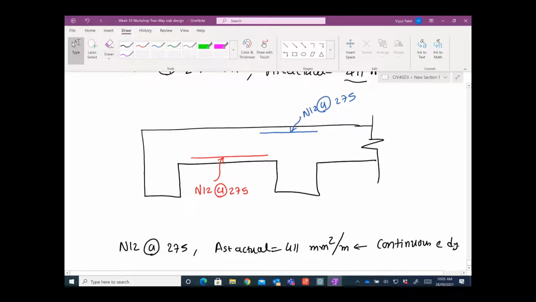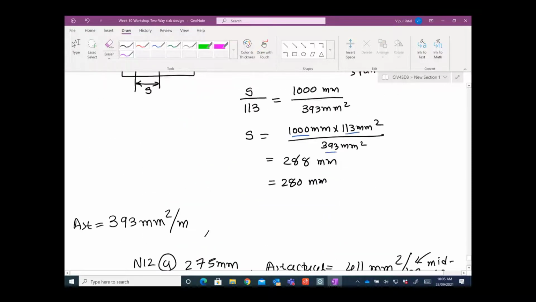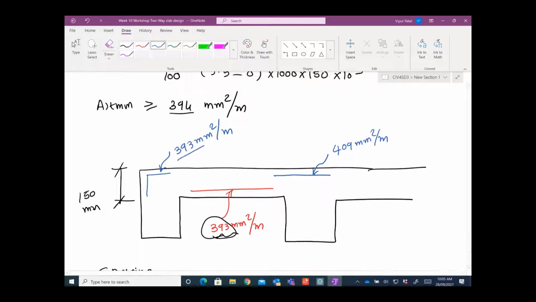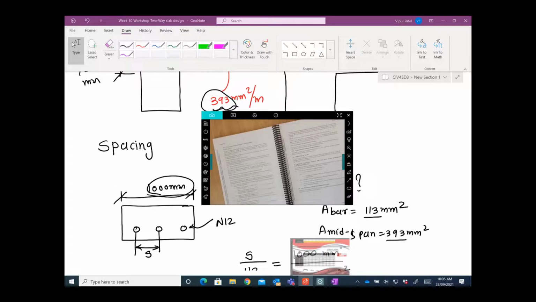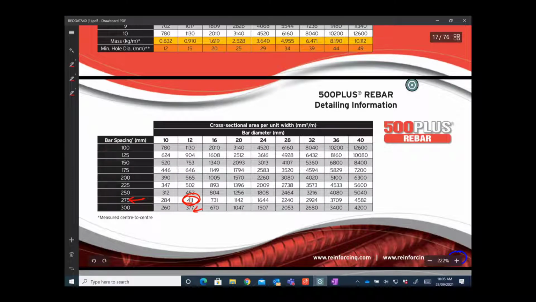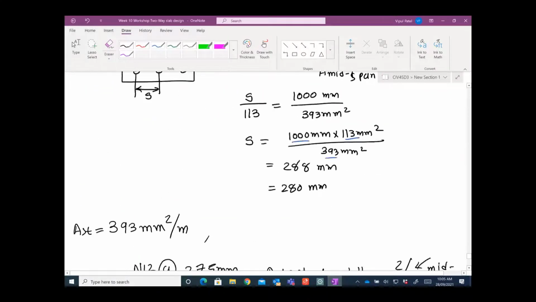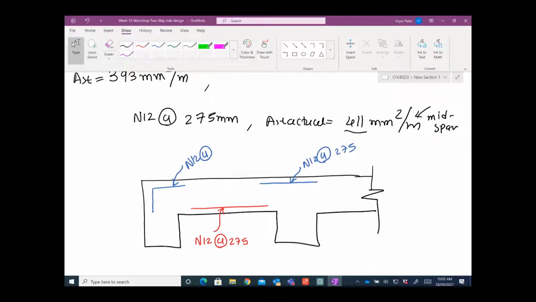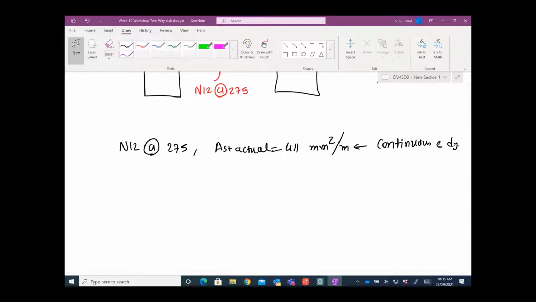So I'm also writing that reinforcement as well. Here you have an N12 at the rate. How much we needed? 393. Again 393. Again 393. This will not work. 411. So 275. And it looks uniform. You know, your builder is not going to like it. You have 280, 270. They will order the mesh with this standard mesh. So from the Rio tables, you can just put this N12 275 everywhere.